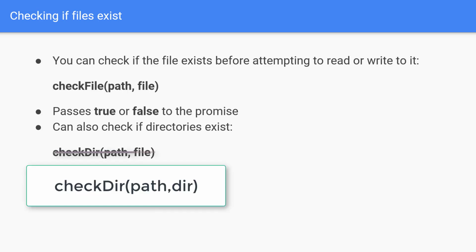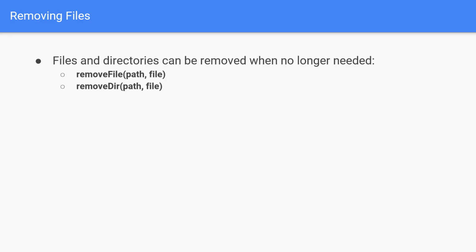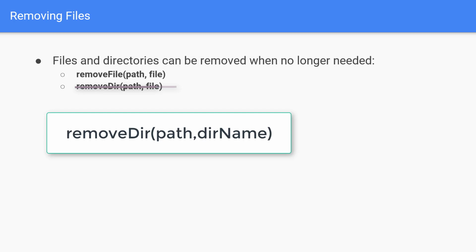You can check if a file exists before attempting to read or write to it, and this is a good thing to do, using checkFile, passing in a path and the name of the file. This will pass back either a true or false to the promise that's returned. You can also check if directories exist using the checkDir method. Files and directories can be removed when no longer needed. We can use the removeFile or removeDir methods to do this.